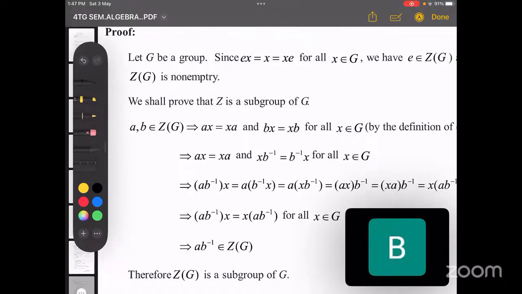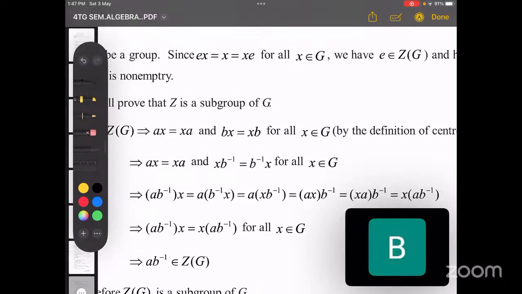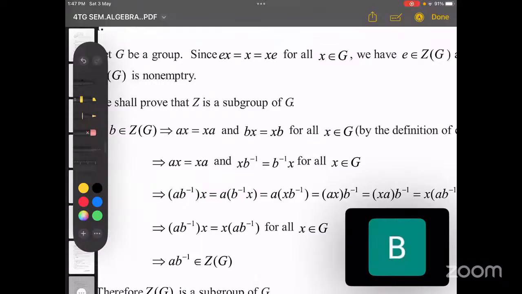To prove that, we take two elements A, B belongs to Z of G, which implies AX equals XA and BX equals XB. That is the commutative property, for all X belongs to G, by the definition of center. So what is the definition of the center? We have seen that the commutative property holds, AX is equal to XA. With the help of that, we write AX equals XA and XB inverse equals B inverse X for all X belongs to G.